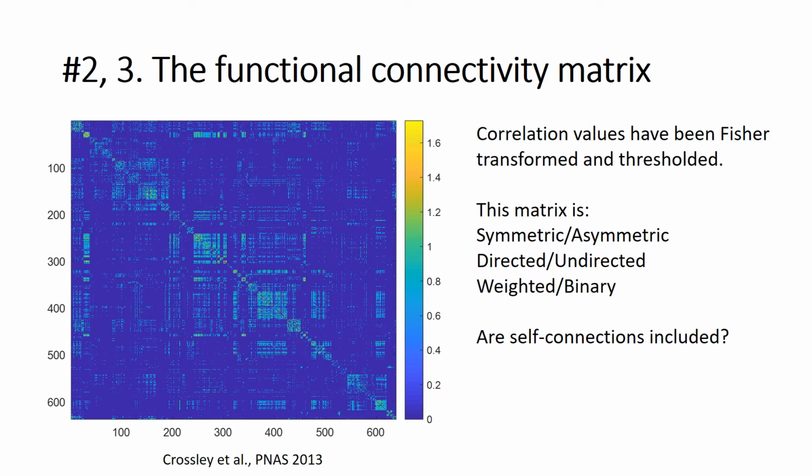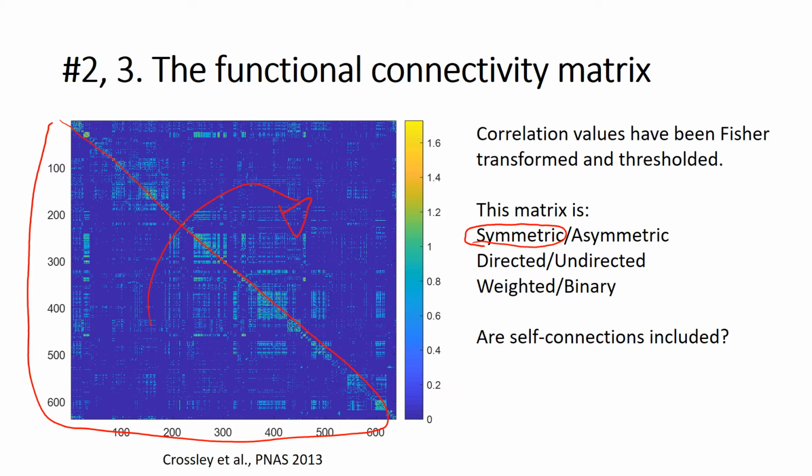First of all, is this matrix symmetric or asymmetric? Because we are using functional connectivity, everything in this bottom left triangle is going to be mirrored about the diagonal to the upper right triangle. So this is a symmetric matrix. It could be asymmetric, for example, if we were looking at effective connectivity or something that gives you a directional measurement.